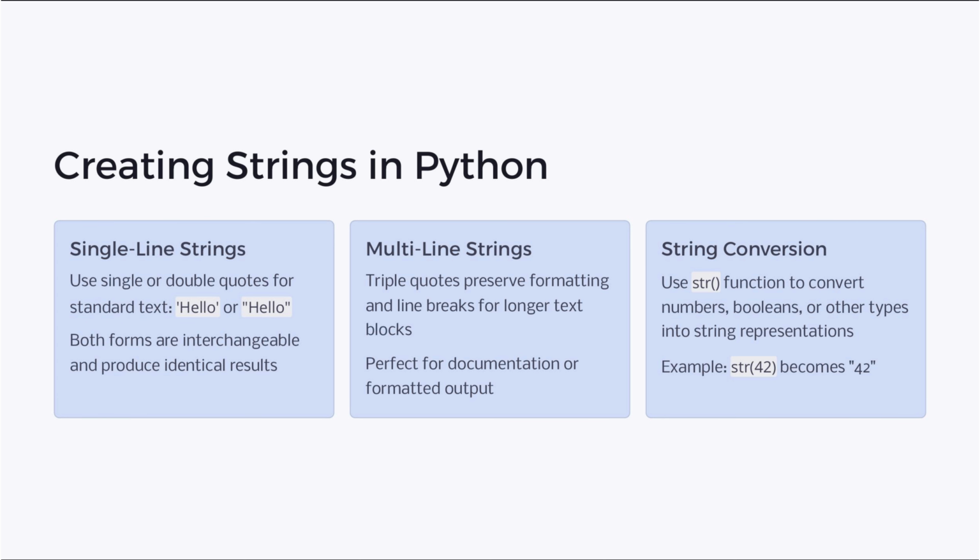Creating strings in Python involves using single or double quotes for standard text, like 'hello' or "hello". For multi-line strings, triple quotes preserve formatting and line breaks, ideal for documentation. The str function converts numbers or booleans into strings, such as str(42) becoming '42'.